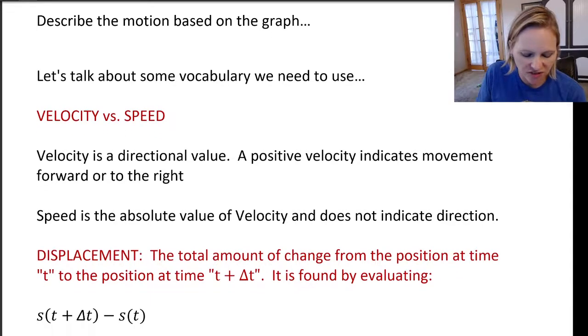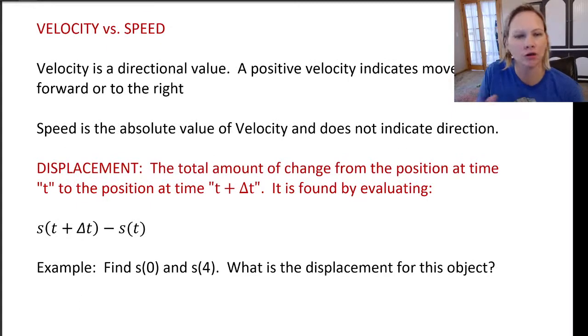So here are a few conventions that we're going to be using throughout this unit. A positive velocity is going to indicate a movement that's going forward or to the right. A negative velocity will indicate movement that's going left or backwards. Now, speed is the absolute value of velocity and will not tell us the direction. It'll just tell us the speed.